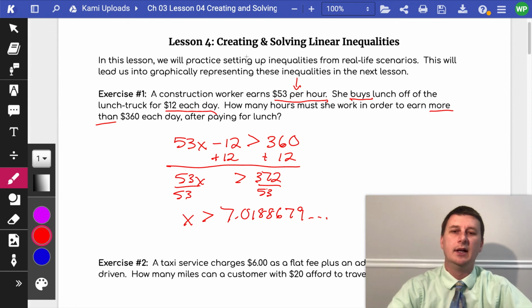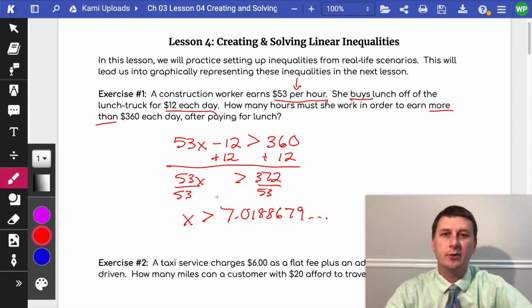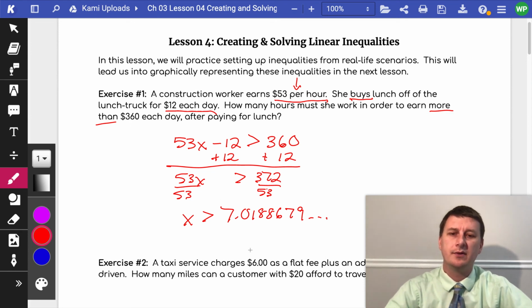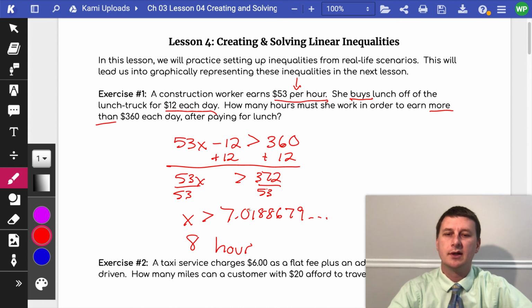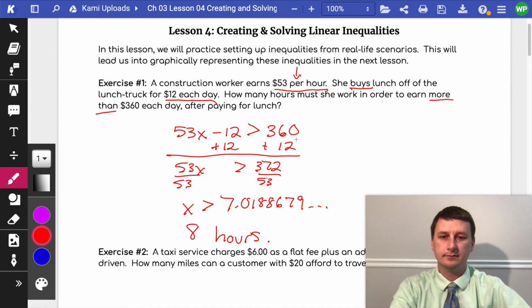It's irrational. And how many hours must she work then? If the number of hours has to be greater than 7, we're going to assume that she only works whole number hours. So the number of hours she must work is 8 hours, because you have to round up, because at 7 hours, she'll be very, very close to earning $360. But she won't be quite there. So she has to work 8 hours in the day in order to make the $360 per day. Okay, that's all for exercise number 1.